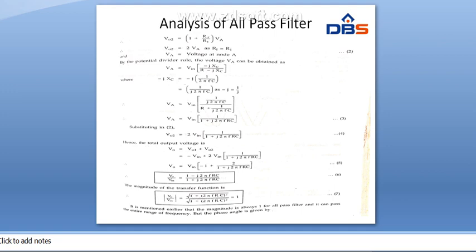Then the magnitude of the transfer function, mod V0 by Vin, is the square root of 1 plus (2 pi fRC) whole squared by the square root of 1 plus (2 pi fRC) whole squared, which equals 1. So in the all pass filter the gain is 1. It passes all the frequencies of the input signal with a gain of 1. So that is the analysis of the all pass filter.